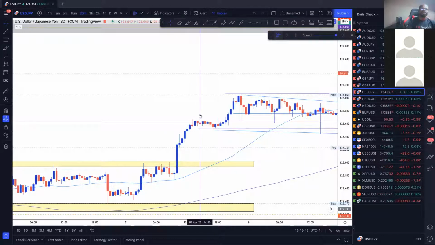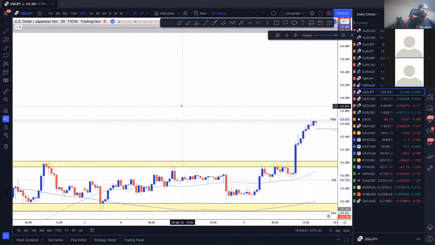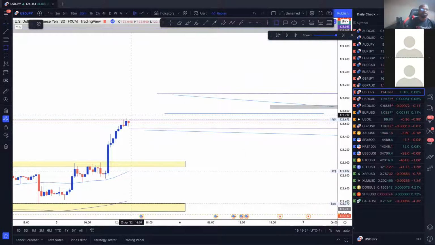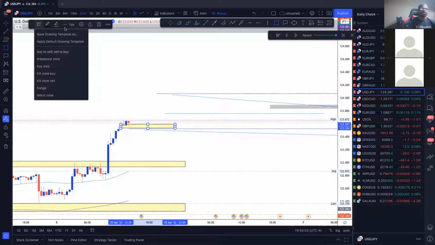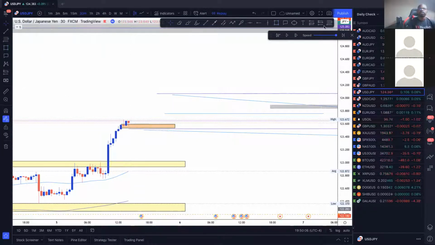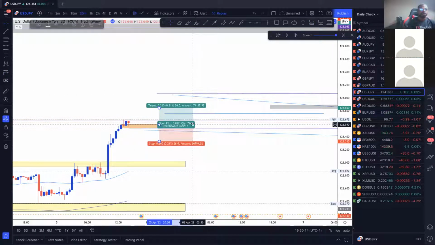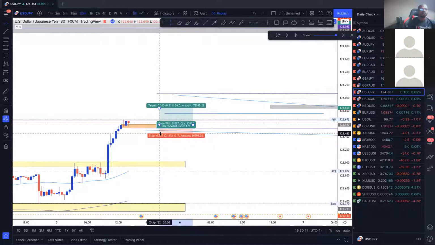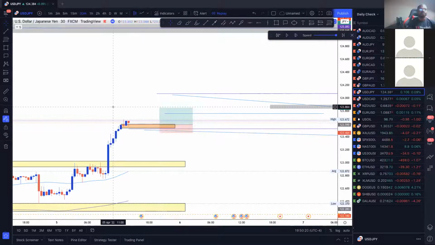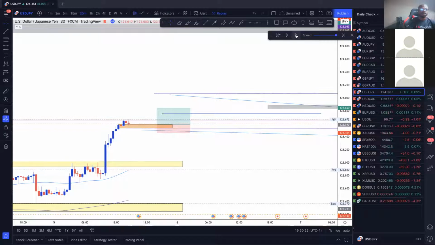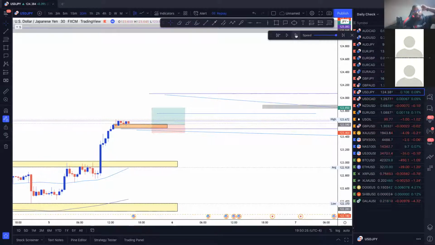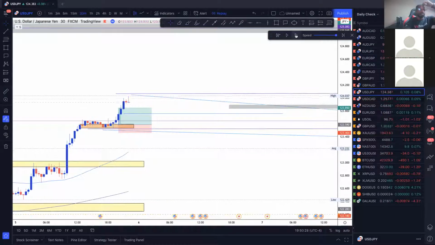After it's been identified, we'll mark that zone using our rectangle tool. Boom. All right. Our entry normally will be at the top of the zone, and we give ourselves a little room underneath that zone just in case price wicks below it. All right. So from there, we just wait for it to be retested and we enter accordingly, and we just let it ride.